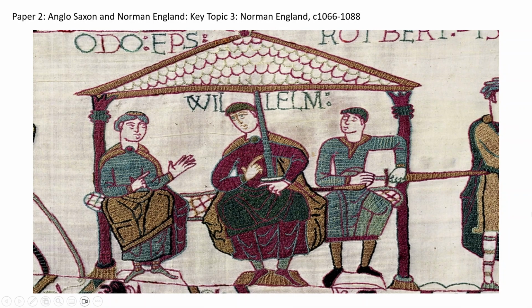Okay, welcome to the final video for Paper 2, Anglo-Saxon and Norman England. This is looking at key topic 3, which is Norman England. Just to break that down a little bit, this is looking at the consolidation of Norman power. Whilst it does look from the start of the Norman conquest from 1066 through to 1088, a year after William's death, it is predominantly looking at the latter half as well, of the consolidation after the rebellions and the securing of the throne during the 1060s.